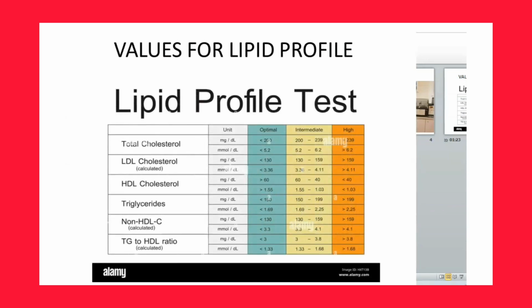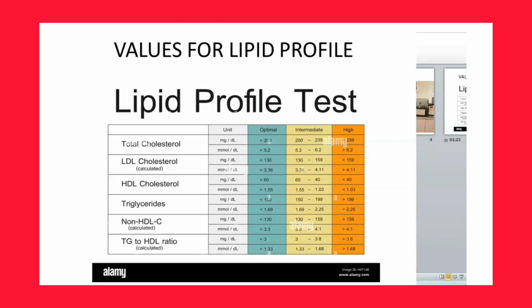The values for lipid profile are shown here. You can see the total. The optimal value is 200 for total cholesterol. Anything above 200 to 230 is considered high, and from 230 upward is considered very, very high. The low density lipoprotein cholesterol, you can see once it is above 150, from that it is considered high.